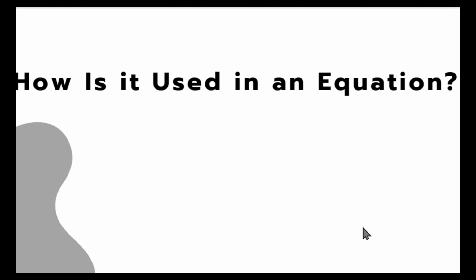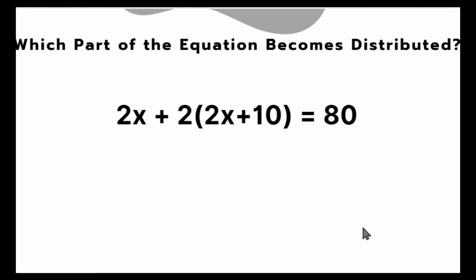How is it used in an algebraic equation? Here's an algebraic equation: 2x plus 2 times (2x plus 10) equals 80. Look at the 2 times (2x plus 10). In that area, the number 2 is outside of the parentheses, and 2x plus 10 is inside the parentheses. We can take out this area and simplify it by using the distributive property.